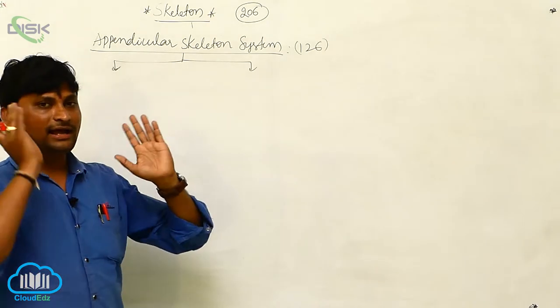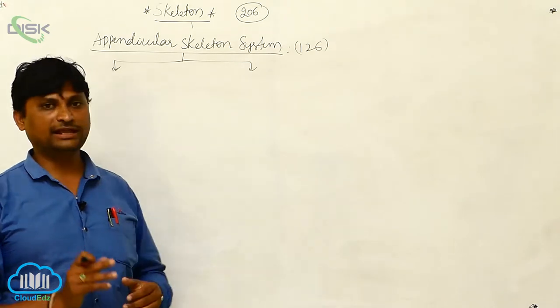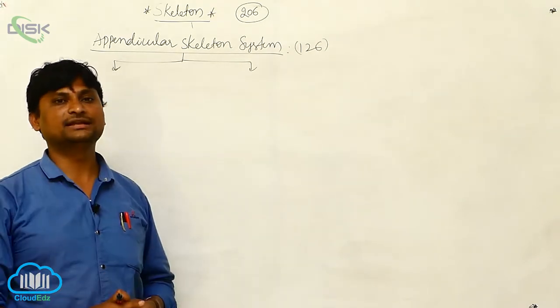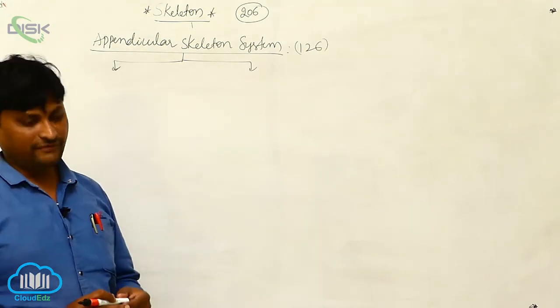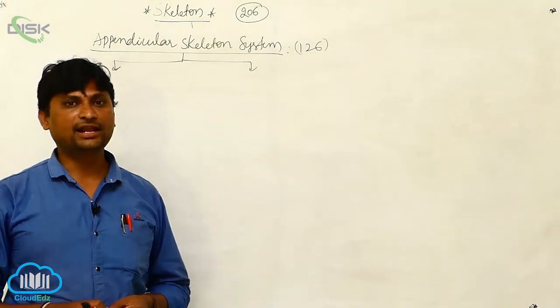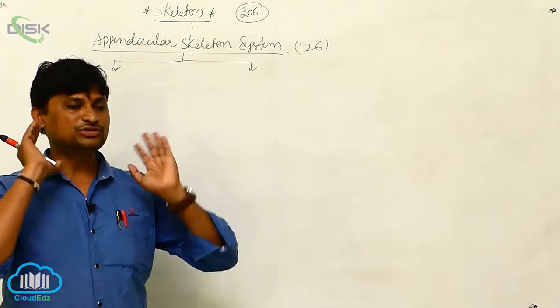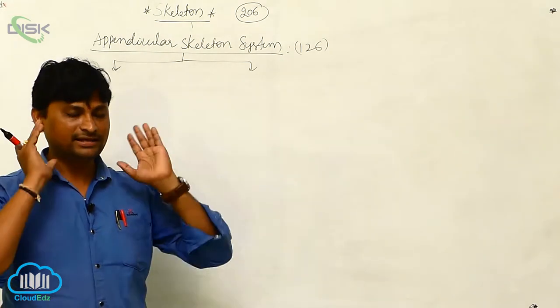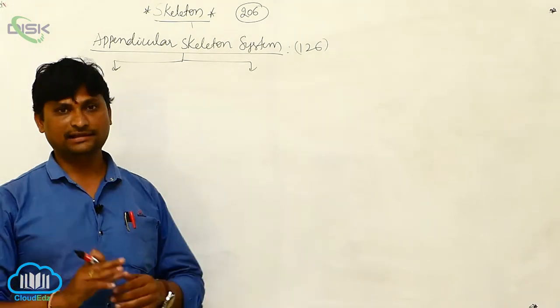And on either side of the temporal area of the cranium, inside, there are three bones: malleus, incus, stapes. We call them the ear ossicles. There are three bones in the ear area. We consider these after completing the axial skeletal system.